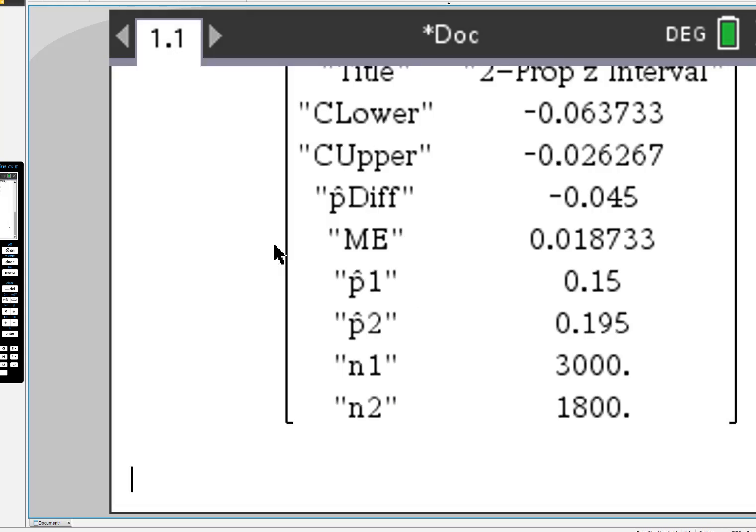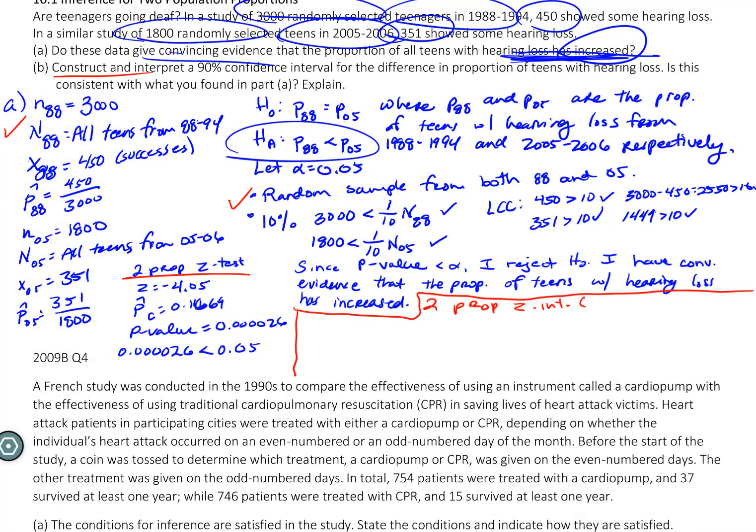And here we get our results. Whole lot of stuff. Again, we want lower bound, upper bound. I think it's usually good to have your margin of error and your p-hat diff. That's your point estimate. Okay, so let's go ahead back to our notes and write that out. So from our 2-prop z-int, we had a lower bound of negative 0.0637. It's okay that we have negative proportions, and you'll see why in just a little bit. Negative 0.0263 is our upper bound. And then we had a point estimate. That was the p-hat diff, and that was negative 0.045. And then we had a margin of error, and that margin of error was 0.0187. So that margin of error is actually positive, and that's interesting.